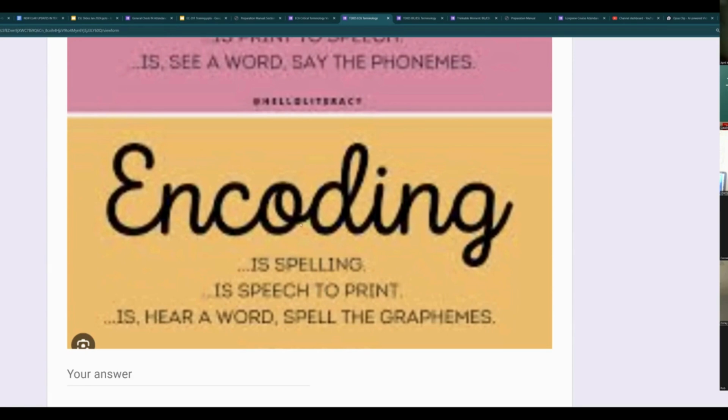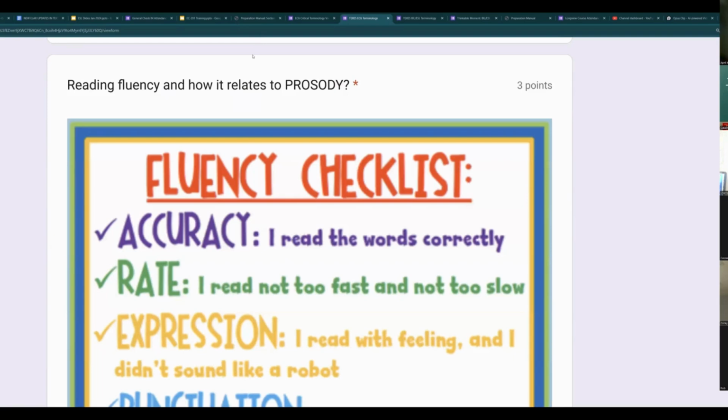Okay. Going down, we have reading fluency and how it relates to prosody. Okay, does anybody want to take this one or do you want me to take it? Okay. So essentially, fluency is how smoothly you read. You can be a jackrabbit reader, right? And you're reading fluently. That means you're going quickly, right? And smoothly. But that doesn't mean that you're reading with the correct intonation. It doesn't mean that you're reading with the correct pausing and the pacing and the voice of the storyteller, of the narrator.